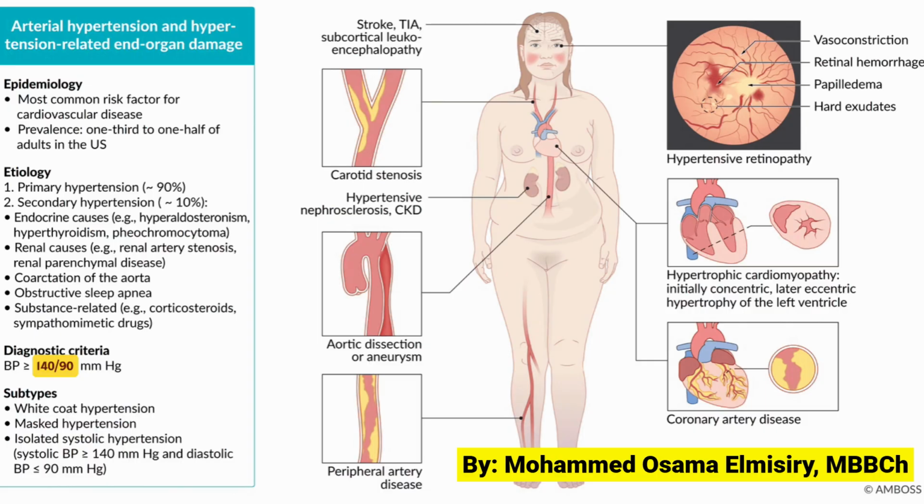Okay, and a quick pearl for the actual measurement in the office. It's never just one reading, is it? Never. Standard protocol is 3 measurements spaced 1 to 2 minutes apart. And here's the crucial bit. You discard the first reading. The BP you actually record and make decisions on should be the average of the last two readings. That first one is often artificially high due to the initial alerting response.